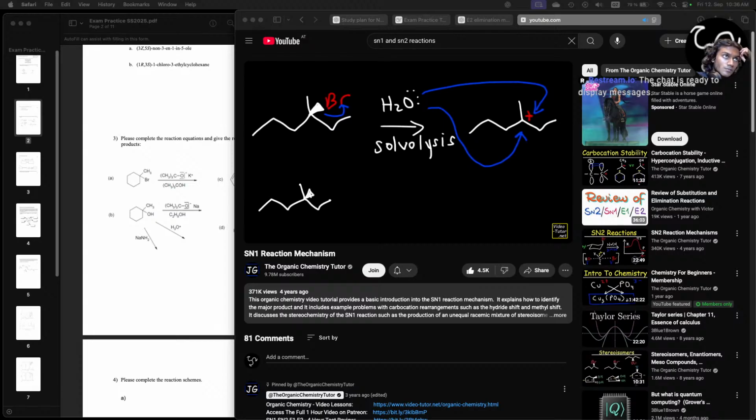So we can get the water on the front, that is, on the wedge, going out of the page, or on the dash, which means it's going into the page.